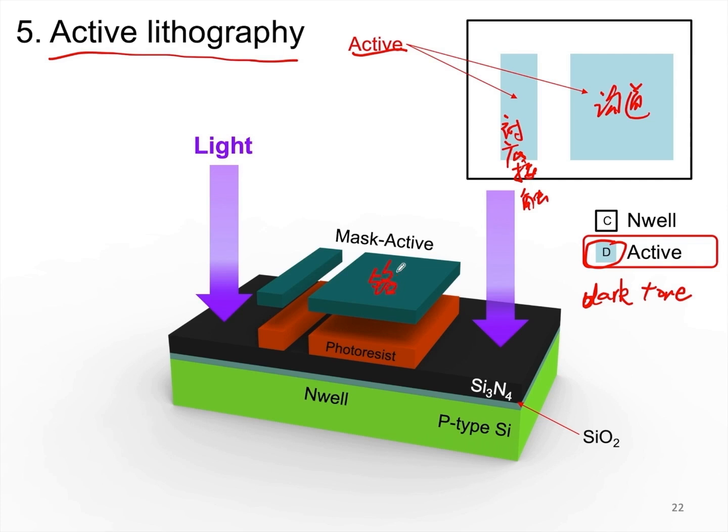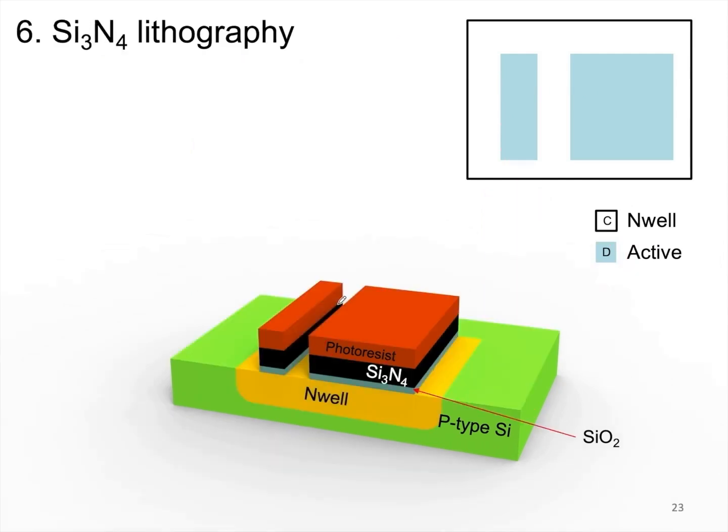The parts without patterns are empty, so when exposed to light, the resist in the pattern parts is retained, the rest is washed away. Next, we etch Si3N4 and SiO2. As this is protected by resist, the pattern here is preserved. This is the role of dark tone, to preserve patterns. This way we keep the active pattern here.